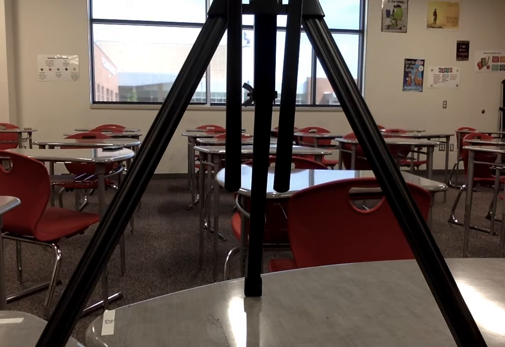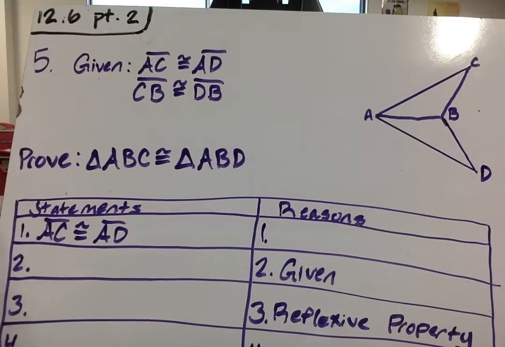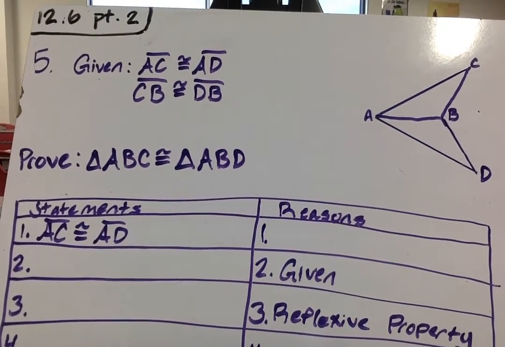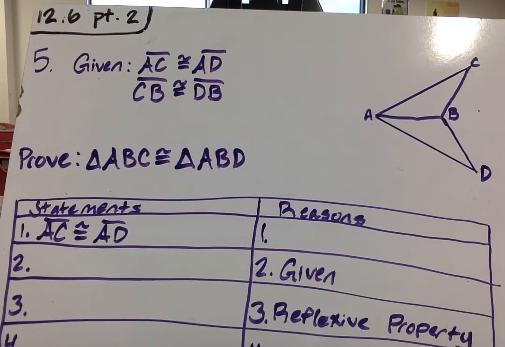Let's go on to part 2. This is number 5. You can go through those other ones on your own. I'm going to go on to number 5, and it's page 257.